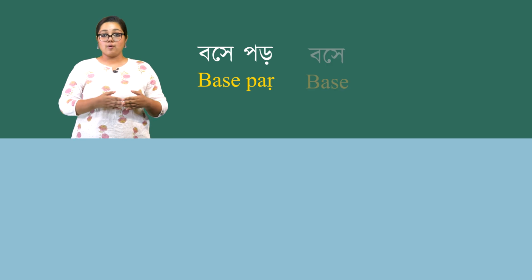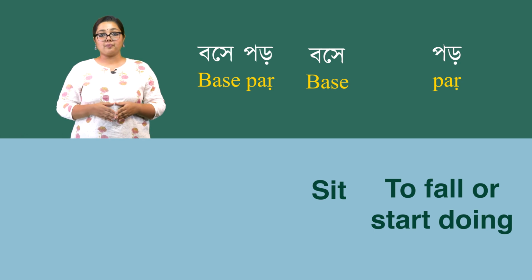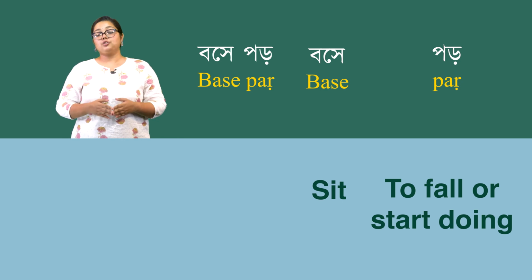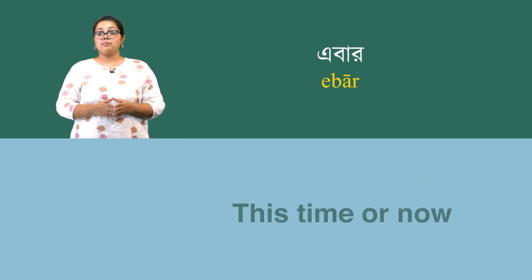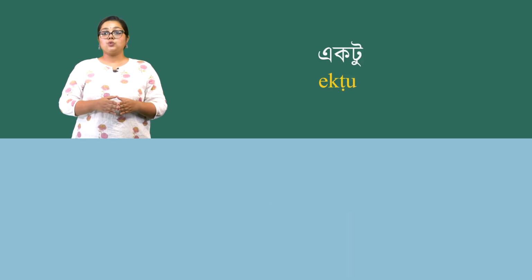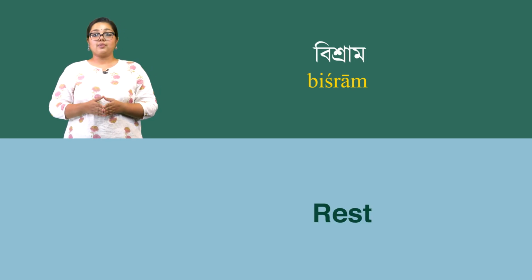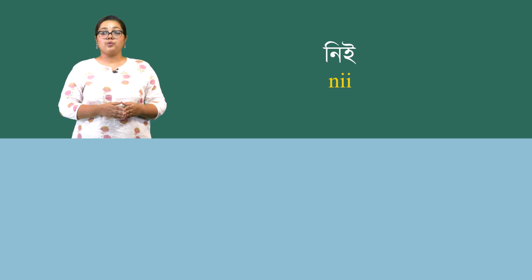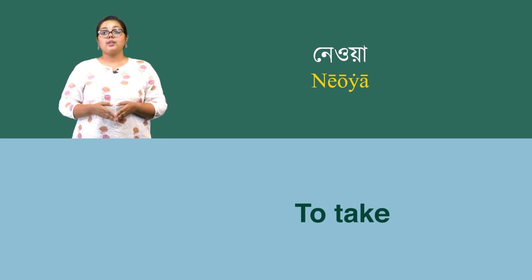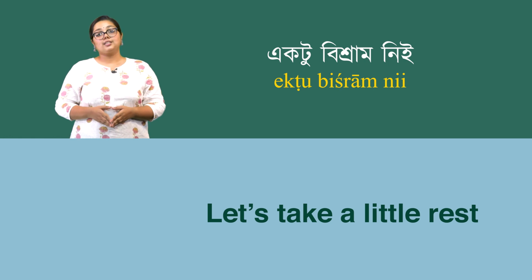Manushi gently instructs, বসে পড়, এবার একটু বিশ্রাম নি। Here, বসে পড় is the two-part verb phrase made of bosh, which means sit, and por, which means to fall or start doing. Together, it means sit down in a friendly, casual tone. Here, ebar means this time or now, signaling a shift in activity. Ektu means a little and bishram is a noun meaning rest. Ni is the first person plural form of niwa, to take, which means let's. So, ektu bishram ni translates as let's take a little rest.